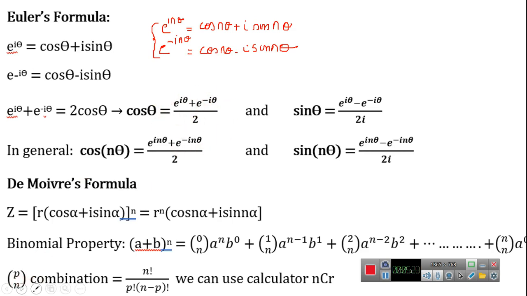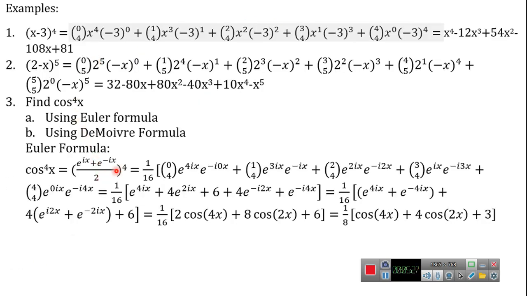So I know that cosine x, as we said, equals e^(ix) plus e^(-ix) over 2. I wanted power 4, so I put here all power 4. So I'm using Euler formula now. So it will be this one. 2 power 4 is 1 over 16. You have it all of this power 4.